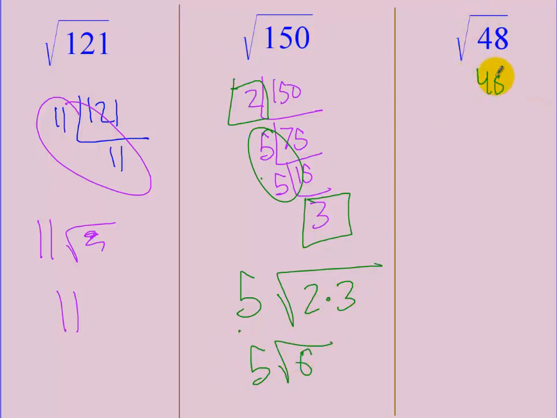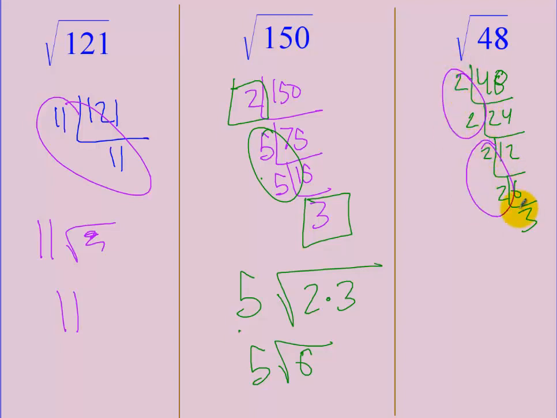The last one is 48. Well, it's even, so I'm going to divide by 2, and I get 24. It's even again, so I'll just keep going, until it stops being even. And I'm left with the 3. Cool. Now I circle pairs. A pair of 2's and another pair of 2's. But then I have a lone 3. So on the outside of my square root, I have 2 pairs of 2's, so it'll be 2 times 2. And then a 3 inside. 2 times 2 is 4, so it's 4 radical 3. And that's the simplified form.